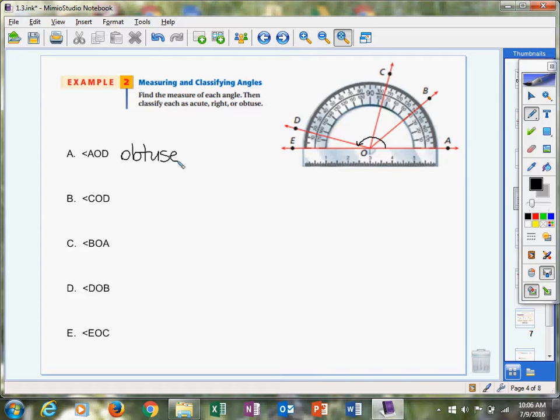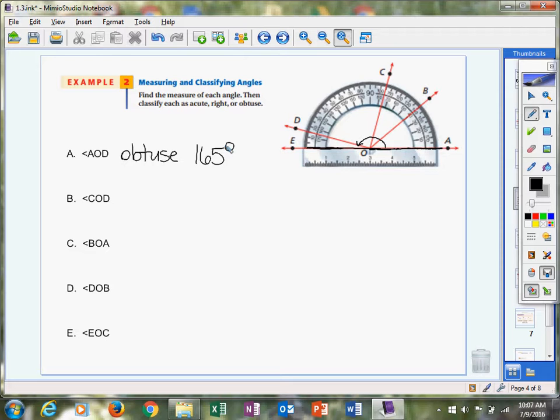So remember, when this ray starts on this side, we're going to use the bottom row of numbers, and we're going to come all the way over here. So if that's 90, that's 100, 110, 120, 130, 140, 150, 160, here's 170, there's 180, that's a straight line right here. It's not quite that far down. So it looks like it's between 160 and 170, so we would estimate about halfway between, and we'd say it's 165 degrees. Okay?